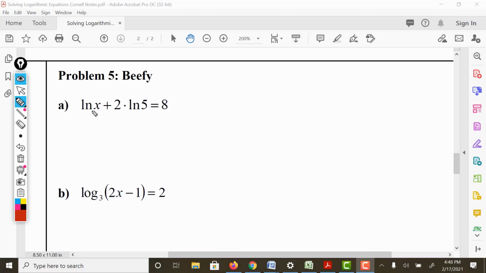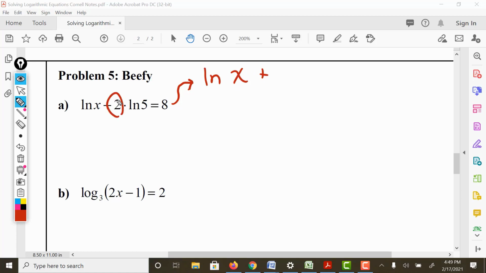Alright, so here we have two separate logarithms, natural logarithms. We're going to go ahead and condense this to one. So one of the techniques you're going to usually do when you have multiple logarithms is you need to condense it to a single logarithm and then do ELB. So that's what we're going to do right now.